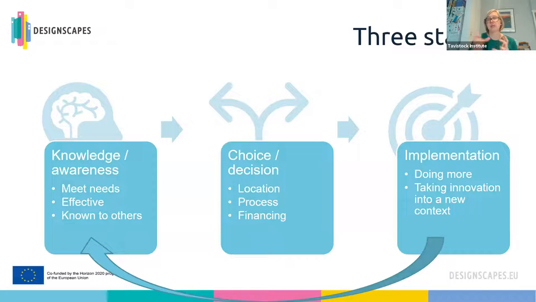Then there's the process of choosing and decision making about where and how to scale it. So choosing a location, choosing the process. There are a number of models, which I'll talk about later, and thinking about funding. And then there's the implementation stage, where we're actually taking our blueprint and implementing it elsewhere, in a new context, or scaling it up to the extent that we're reaching many more users.